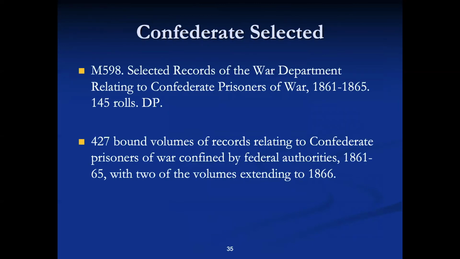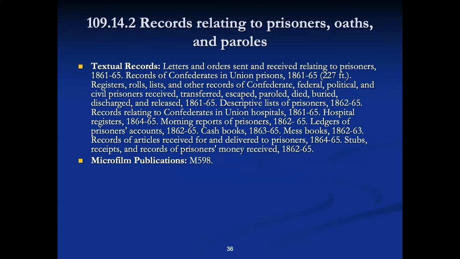Now there are selected records of the War Department relating to Confederate prisoners of war on Ancestry, which deal with 427 bound volumes of records relating to Confederate prisoners of war confined by federal authorities during the war. 2 of the volumes extend into 1866. If you're a prisoner of war in 1866, it's only because you are too sick to travel, and they're trying to get you better.